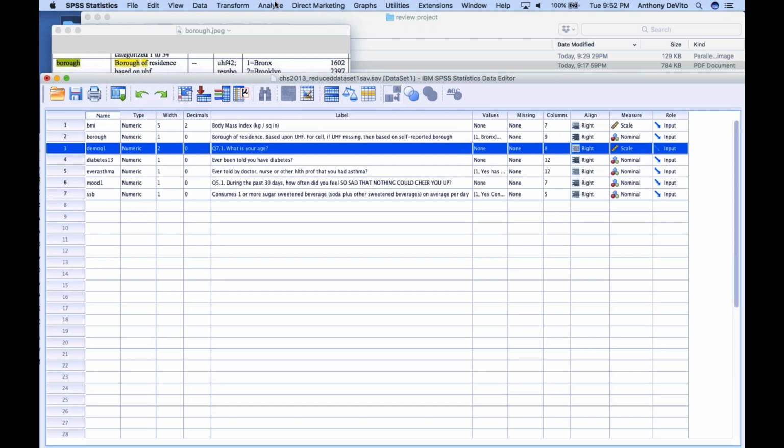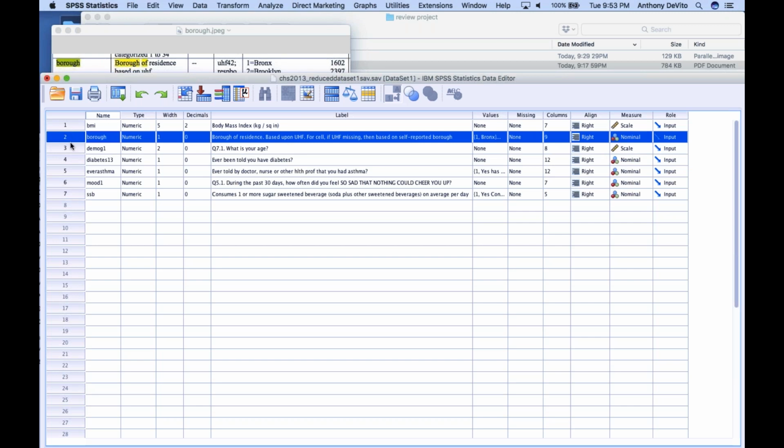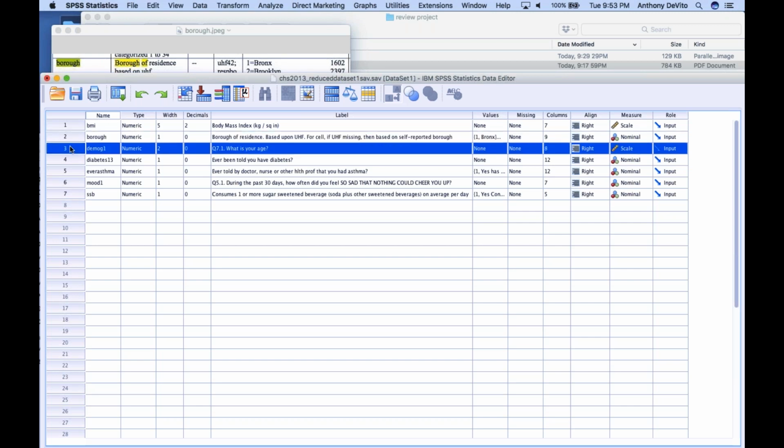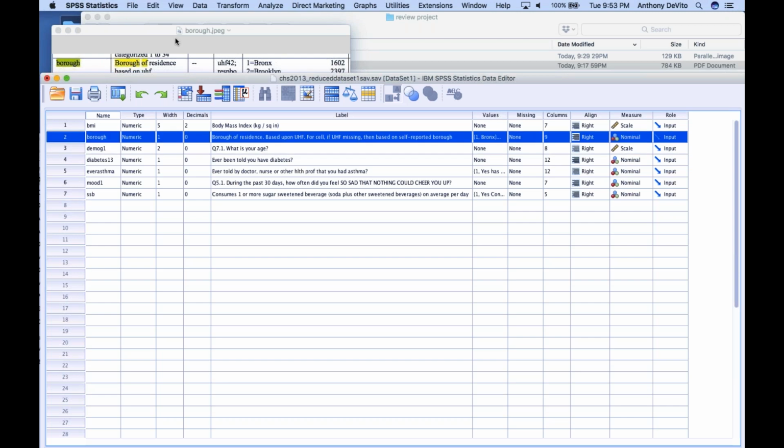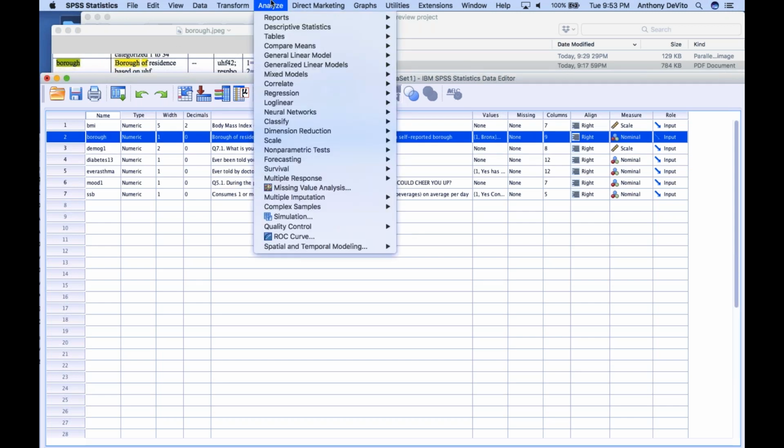Okay, so let's go to analyze. Now, what kind of variables are those? That's a categorical variable for asthma, and it's a categorical variable for borough. Now that, as we just saw, is going to be a chi-square test. It's going to be a crosstab and a chi-square test. The only problem is that we're not going to be able to do odds ratios because they're not 2x2 tables. Let's do it anyway, see what we get.